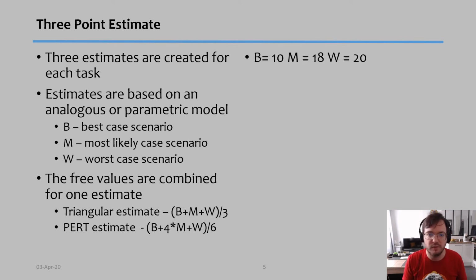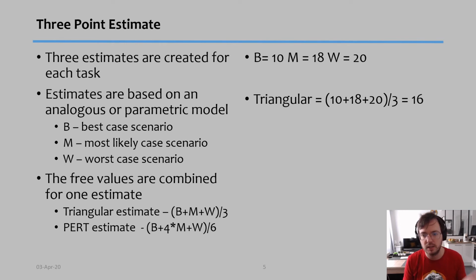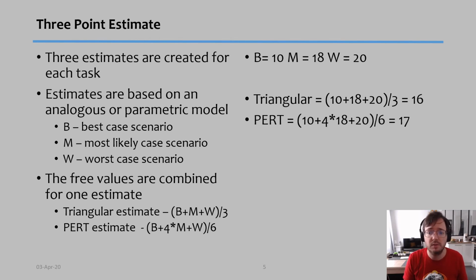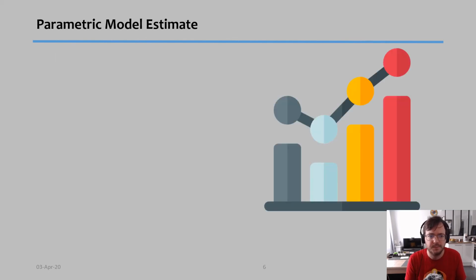As an example, if I have best case scenario is 10 days, most likely 18 days, worst case scenario 20 days. If I use the triangular approach, I do the calculation and I'll get the value of 16, and that's the value I would use in my calculations. If I used a PERT value, I would get 17. So typically for most tasks, they would be quite close to each other, but like I said, I normally prefer to use the PERT analysis.